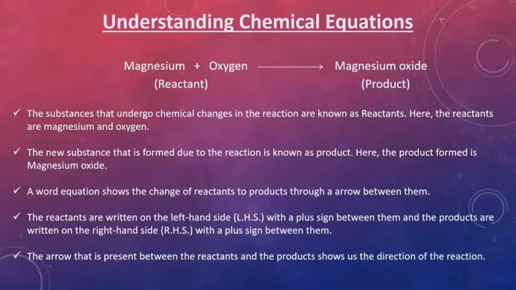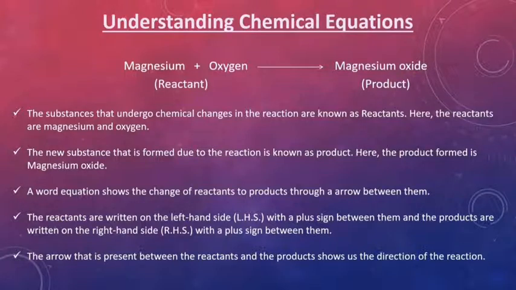We need a better understanding of chemical equations. So here the equation we have considered is the same, that is magnesium plus oxygen gives us magnesium oxide. The substances that undergo chemical changes in the reaction are known as reactants. Here the reactants are magnesium and oxygen. The new substance that is formed due to the reaction is known as a product. Here the product formed is magnesium oxide.